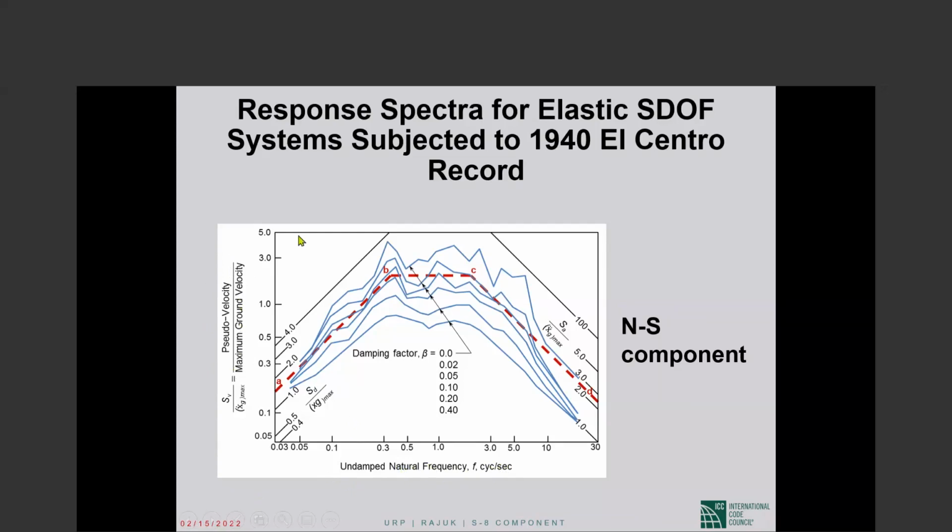The different curves are for 2% of critical damping, 5% of critical damping, 10%, no, the top one is 0, then 2%, then 5%, then 10%, then 20%, and 40% of critical damping, which is totally unrealistic in a structure. We are typically in the 2 to 10% range. The higher the damping, the lower the spectrum.